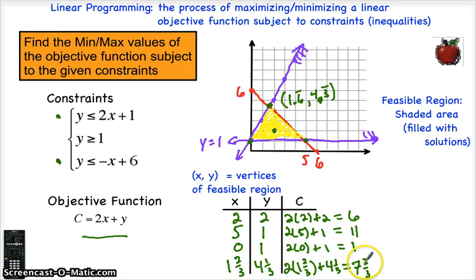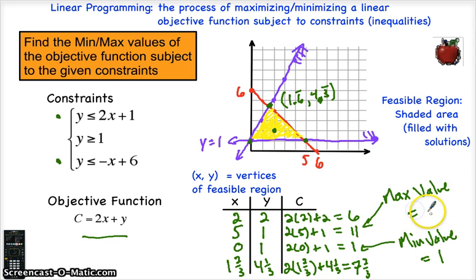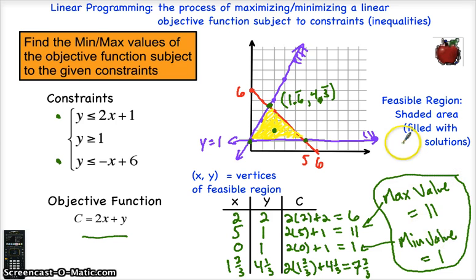And then the last thing I need to do is, again, find the minimum and maximum values of the objective functions subject to the constraints. Well, my lowest value that I got was a 1. So I'm going to say that my min value equals 1. But the largest value that I got was 11. Max value equals 11. And there are my min and maximum values from my linear programming.